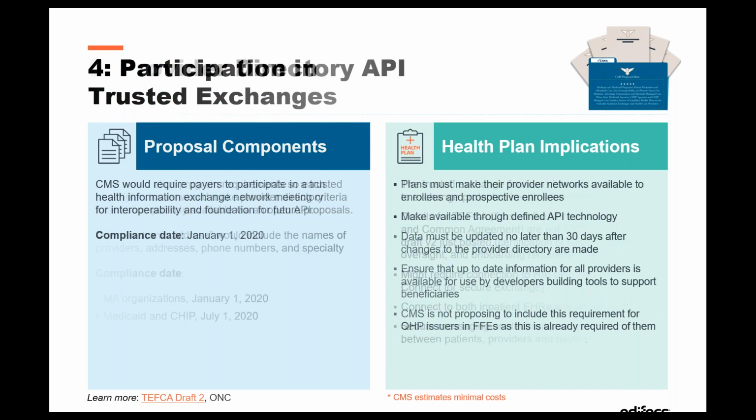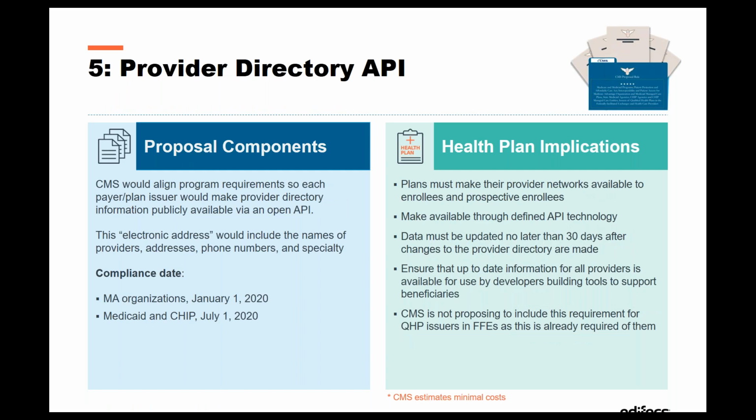So let's get into the fifth one. This is the fifth impact, which is really opening up the provider API, provider directory using an open API. This lays out not only the idea that you need to manage and publish the API itself, but the information in that electronic address needs to be updated within 30 days of changes, meaning if a provider moves offices, moves anywhere, that needs to be updated within 30 days.